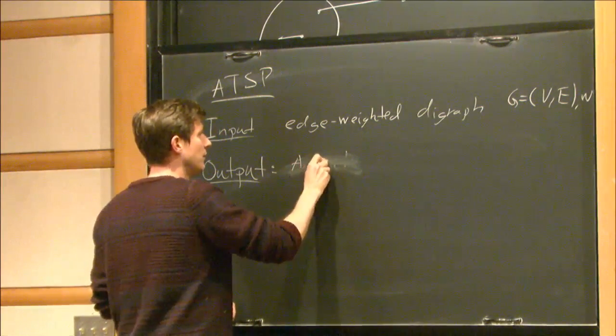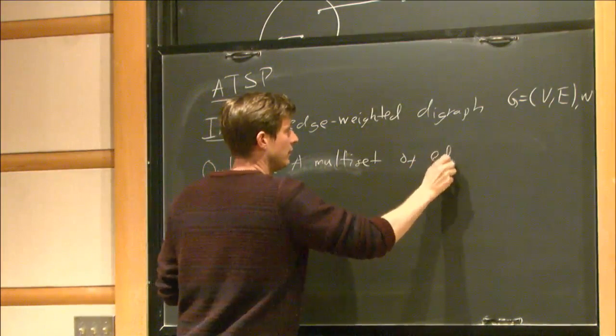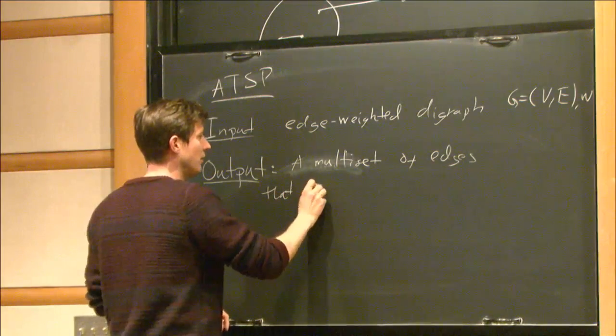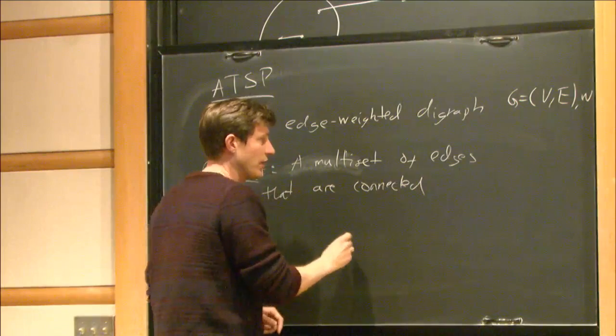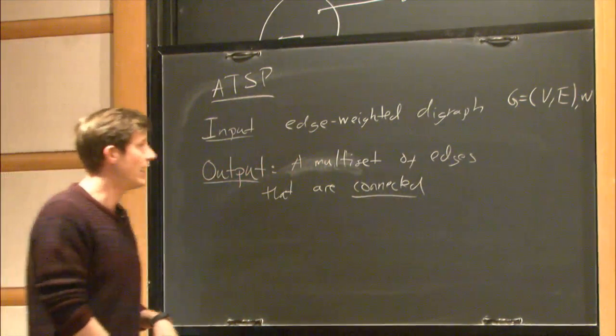multiset of edges that are connected. Okay, so that's the first constraint. So we should connect the graph, we should visit every vertex, and Eulerian.